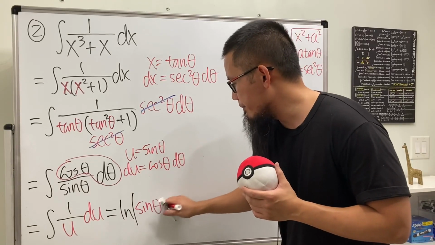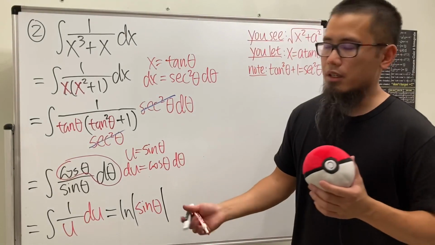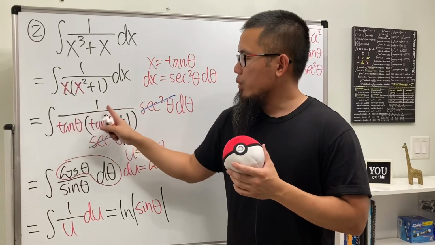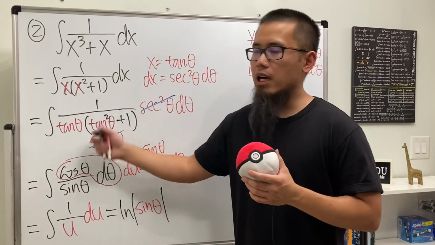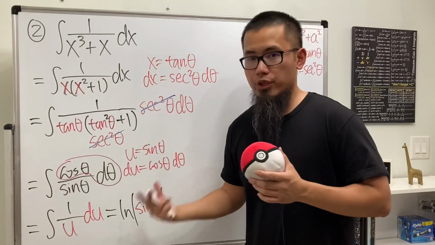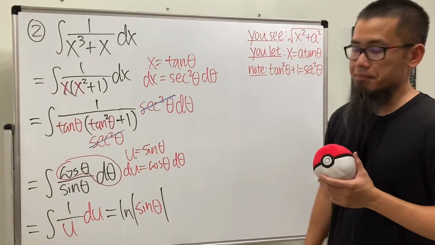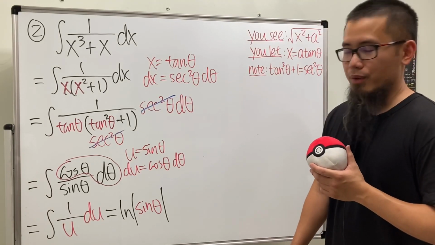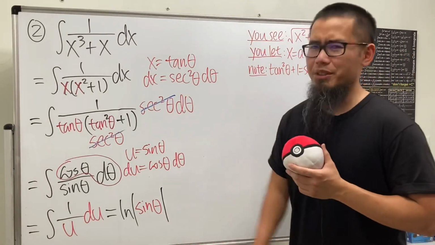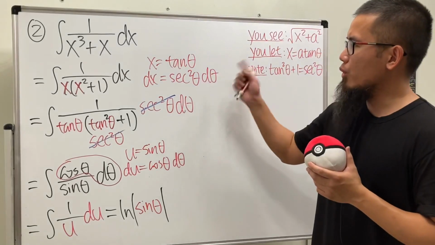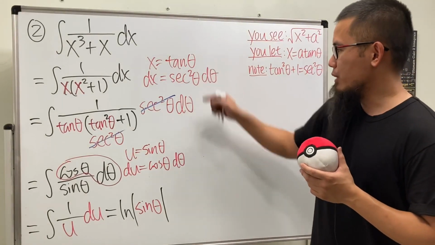And again, as I said earlier, if you recognize we are integrating cotangent theta, you could have gone from here to here, but I just want to do the little proof for you guys, just in case you need to see it. We're not done yet, because this is still in the theta world, so we have to go back, and to do so, we are going to look at this.